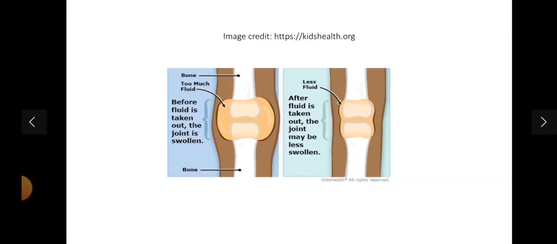In this image you can see one joint with too much swelling because of the fluid, and after the arthrocentesis process the fluid is taken out and the joint looks less swollen. So this is before and after arthrocentesis. This happens only in a joint.